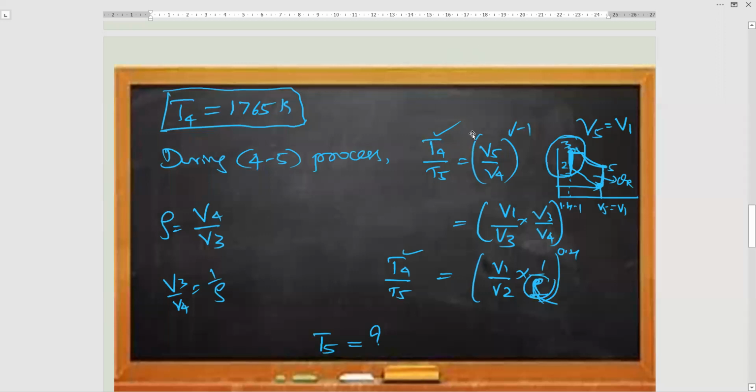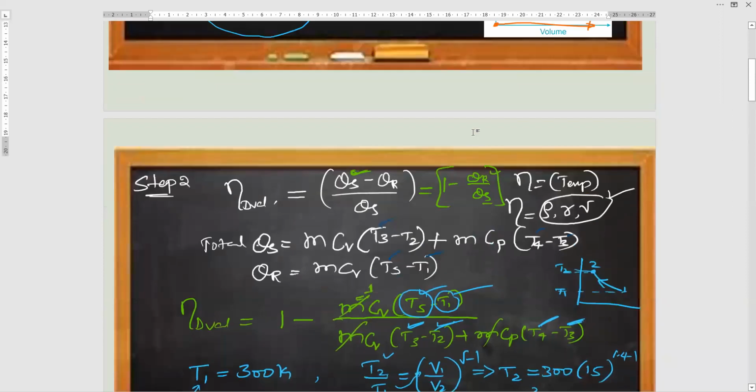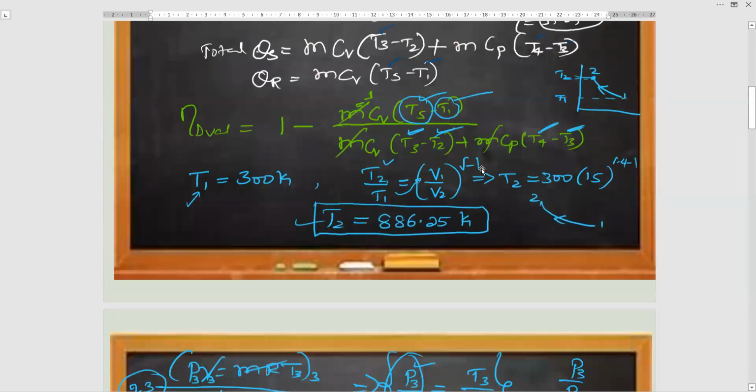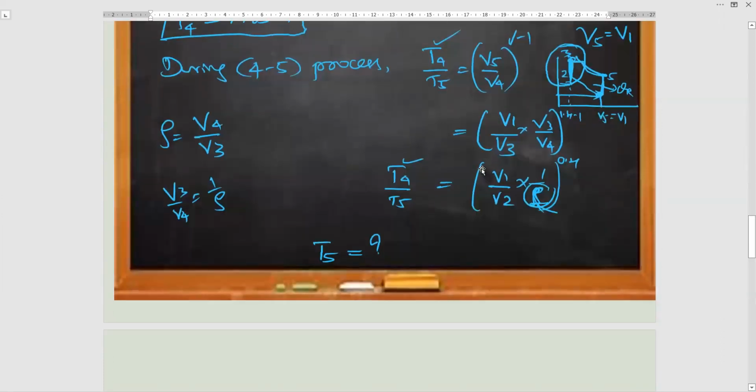Let me go to the previous PV diagram and I will show you. Cutoff ratio is constant pressure. From here to here it is the cutoff ratio, that is V4 by V3 is the cutoff ratio. This is the cutoff point. This is the beginning of the cutoff. So V4 by V3, that I will write here.